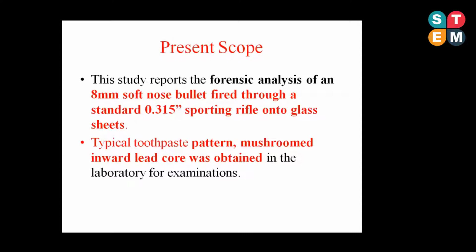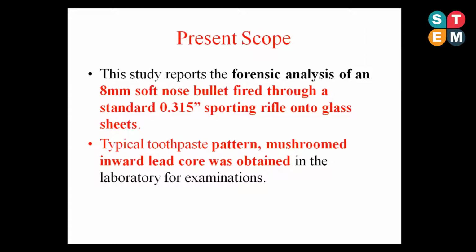So in this case, I have reported one case: the forensic analysis of an 8 mm soft nose bullet fired through a standard .315 sporting rifle, fired through different thicknesses of glass sheet. And after getting the bullet in the recovery box, we got a typical toothpaste pattern.